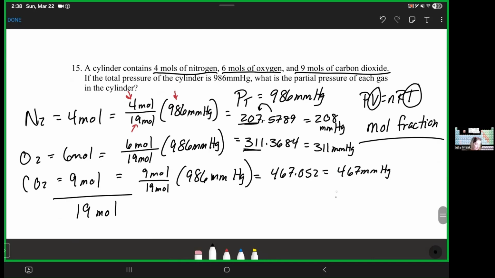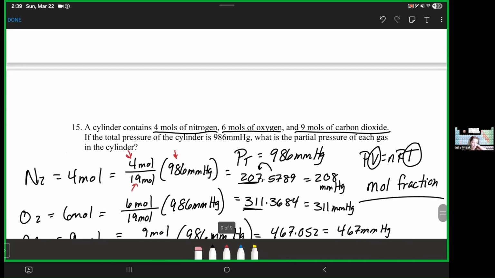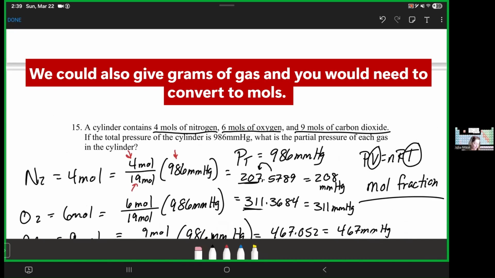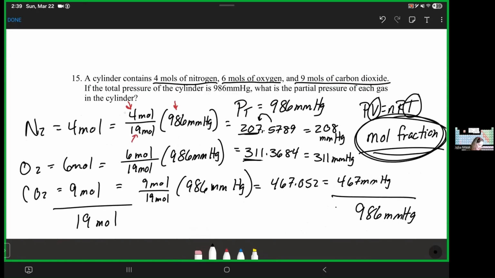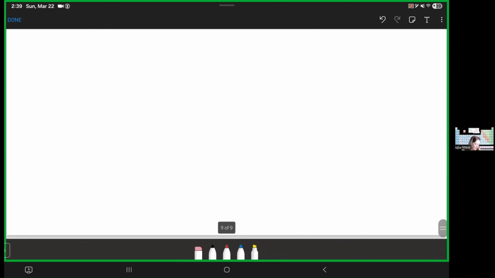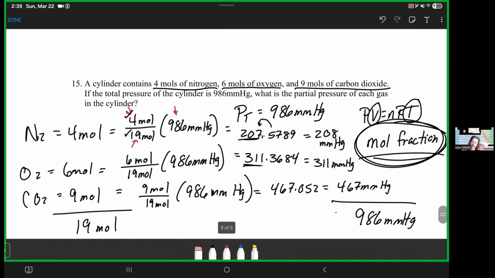Those are their partial pressures. Now, if we wanted to double check ourselves, all of those pressures should add up to my total pressure. So 208 plus 311 plus 467 gives me 986 millimeters of mercury total. So if you are given just how many moles of each gas you have and a total pressure, you're always using the concept of mole fractions. Your moles divided by total times your total pressure, and then add all of those together. So that is all of the problems that I have.